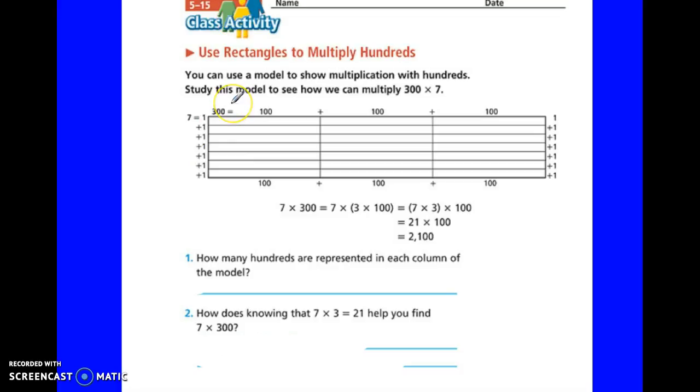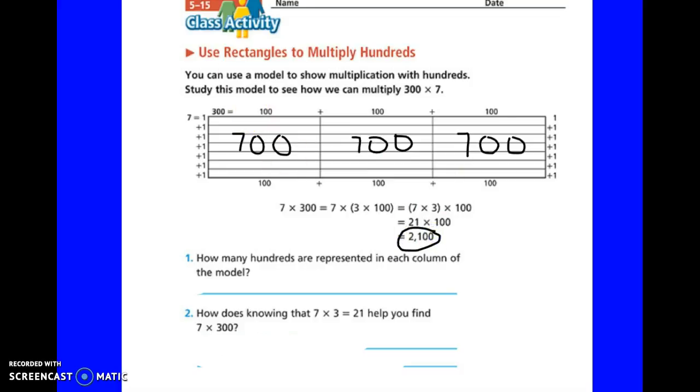So basically what they want you to think about is if I did 7 times 100, I would get 700. And if I did 7 times 100 again, I'd get 700. And 7 times 100, I would get 700. And the idea is if I add all of these together, if I go 700 plus 700 plus 700, I'm going to get that 2,100.